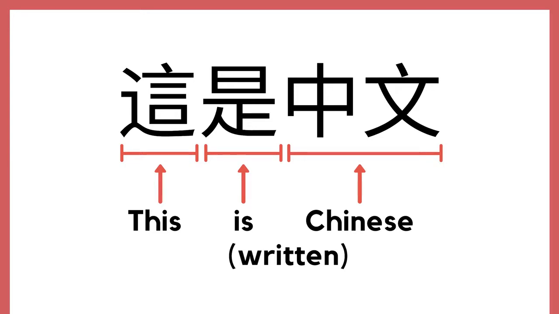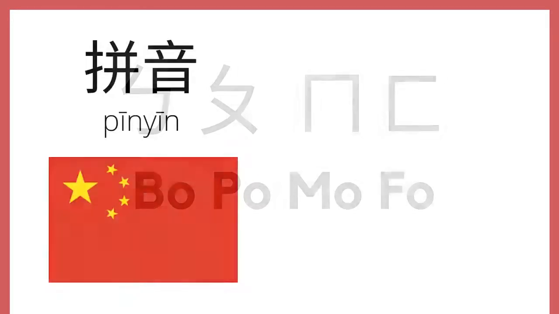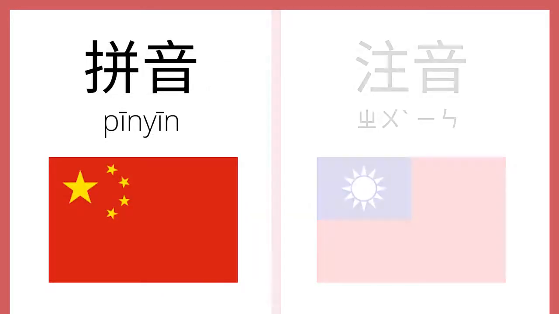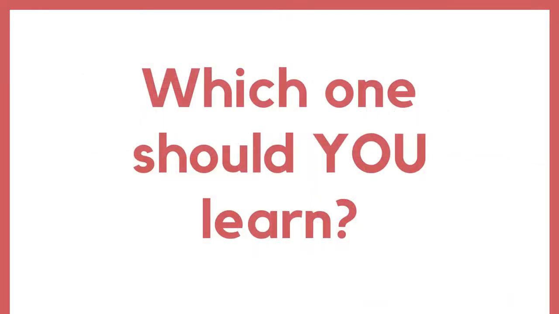The Chinese alphabet is also known colloquially as Bopomofo, after the first four letters of the alphabet, Bo, P, M, and F. Just like in English, we sometimes call the alphabet the ABCs. There are two main systems of writing the Chinese alphabet: the Pinyin system used by mainland China and the Zhuyin system used by Taiwan. The Pinyin system uses the same ABCs that English speakers use, and the Zhuyin system uses its own symbols. So you're probably wondering, which one should you learn?